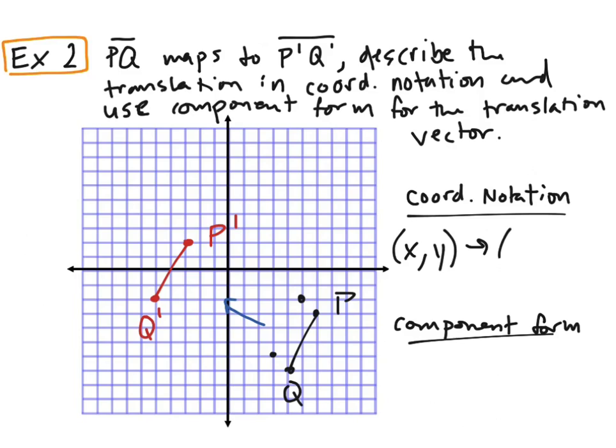So when P goes to P prime, how much do I have to move left to line up there? Well, let me just count. 1, 2, 3, 4, 5, 6, 7, 8, 9. And it's left, so we go back 9. So it's negative 9. Remember, for coordinate notation, you have to do x minus 9.